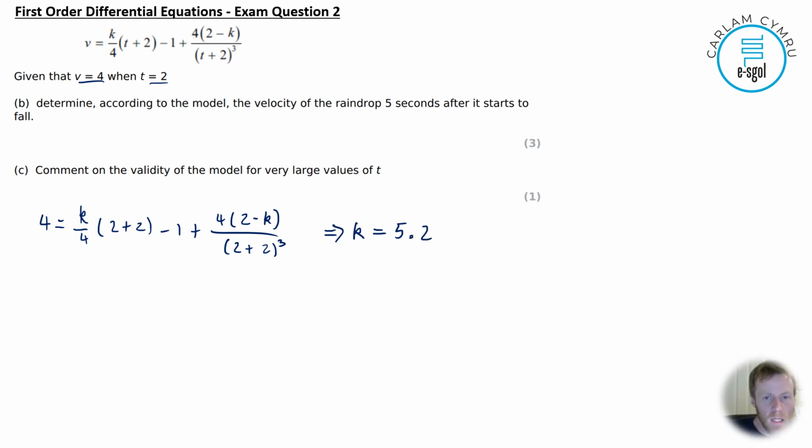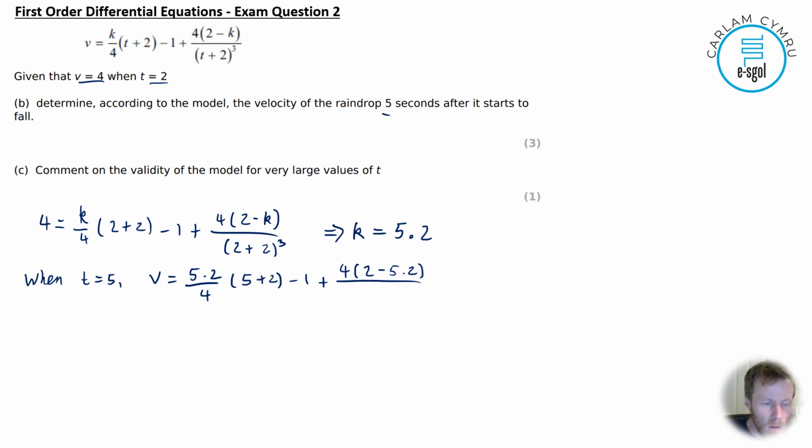And then it says substitute a 5 in. So when t is 5, our velocity is equal to 5.2 over 4 times (5 plus 2) minus 1 plus 4 times (2 minus k) over (5 plus 2) cubed. And if we type that in our calculator, we get 8.06 meters per second.